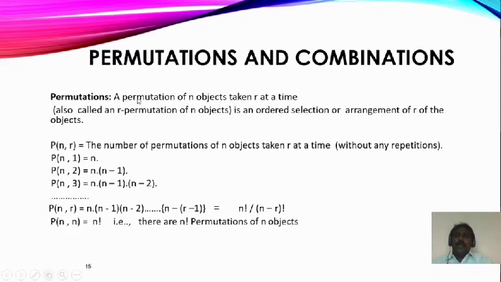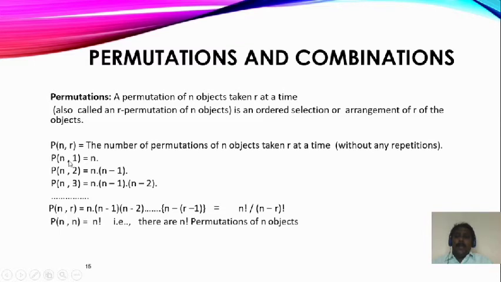So here I am taking n objects taken r at a time. Then the formula for permutation is n factorial by (n minus r) factorial. I have some properties here. nPr is the number of permutations of n objects taken r at a time, without any repetition.